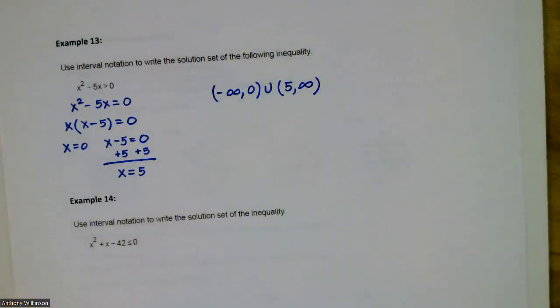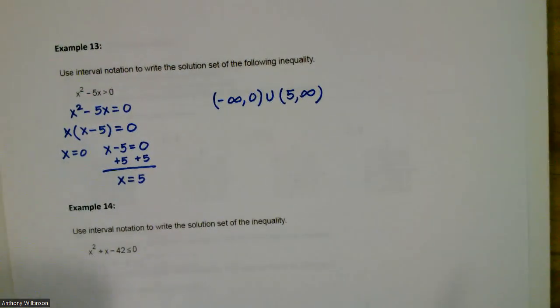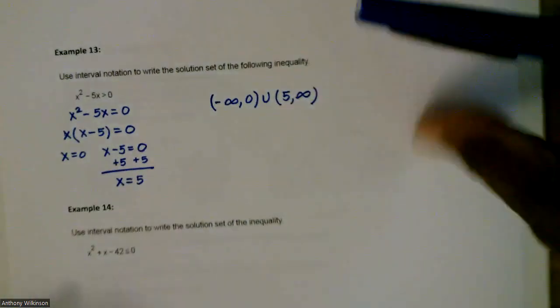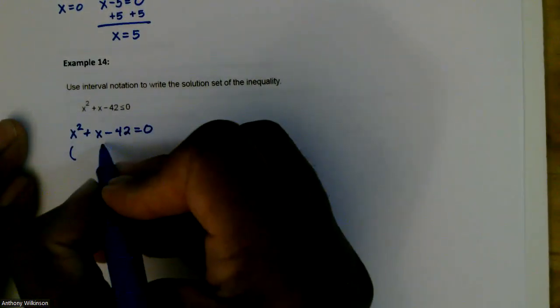Okay. All right, here's another example of that. X squared plus x minus 42 is less than or equal to 0. And if I can pull this paper up, you can see it. Here it is. Now, in this case, I'll treat this as x squared plus x minus 42 is equal to 0. And factor this into two binomials here.